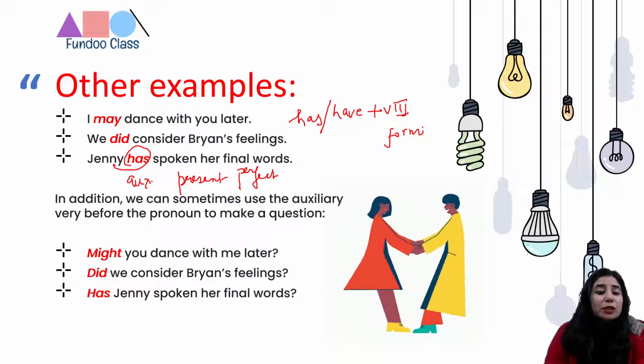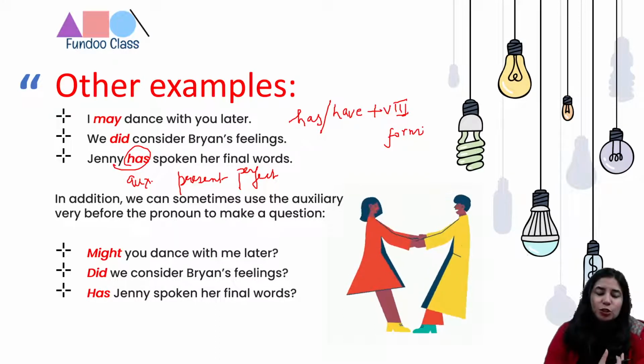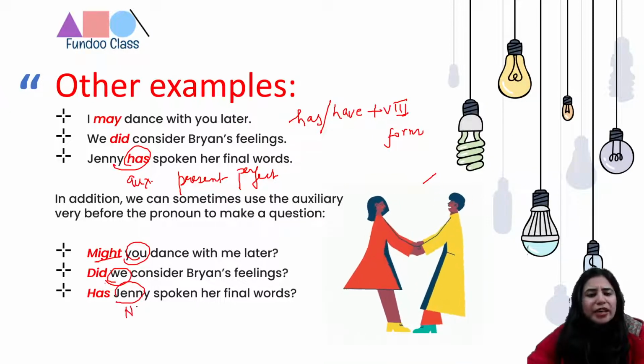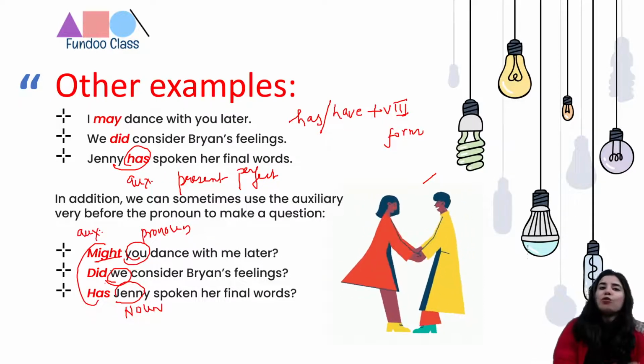Might you dance with me later? So you can use the auxiliary before the pronoun to help you make a question. See, are you able to understand that here we are using the auxiliary before you, a pronoun, and here before we, and here Jenny is the noun. So you can use it before nouns or pronouns. These auxiliaries, if placed before nouns or pronouns, will help us make questions.